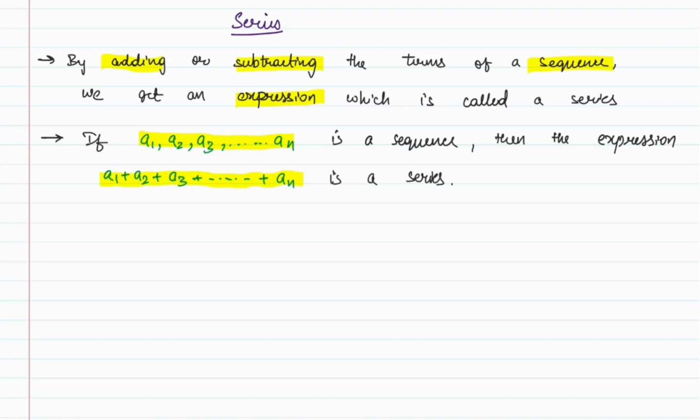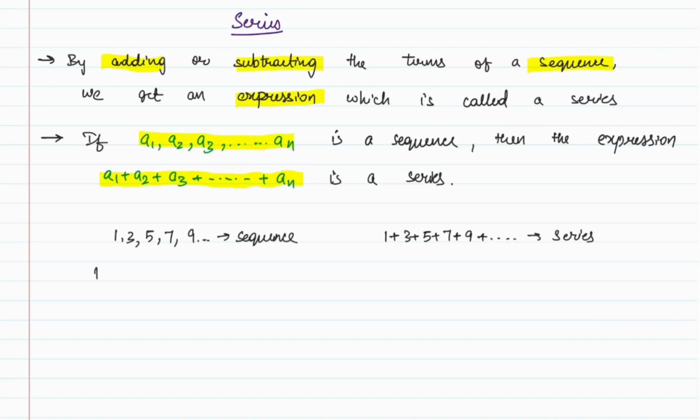If you look at some examples, suppose I'm going to consider two sequences. Those are 1, 3, 5, 7, 9. If I take this sequence, then this can be represented as a series when we add them. So 1 + 3 + 5 + 7 + 9 + so on will become a series.